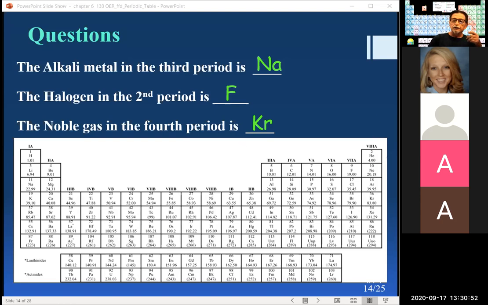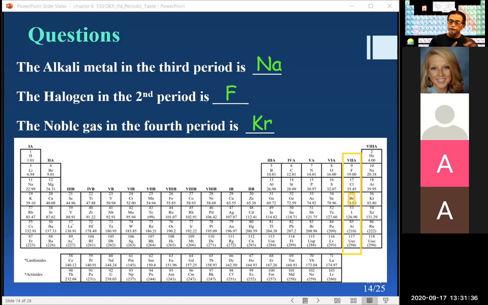Halogens are the ones in, let me mark it. Everybody in that group, group 7, has the general name of halogen. So when they ask for a halogen in the 4th period, we count down 1, 2, 3, 4, and that would be bromine. So the name halogen is just the general name for everybody in group 7.